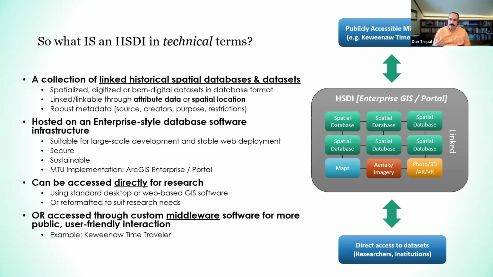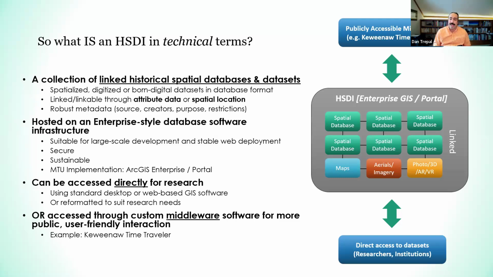And that hosting on an enterprise style database, which underlies so much of our e-commerce and mapping apps and all kinds of things that we use on a daily basis in our lives, allows us to store really large amounts of data that can interact with each other, both spatially and through those attributes.